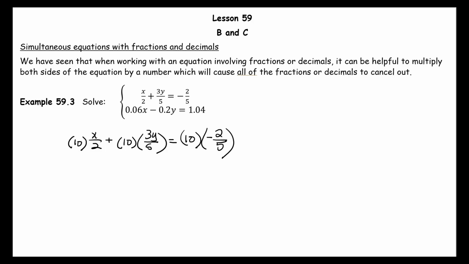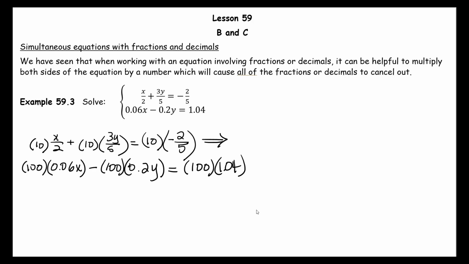For the second equation, I can see that I have two decimal places in this one, and only one decimal place here. And since the 2 on the ends are in the hundredths place, I need to multiply all of these terms by 100 in order to move the decimal places far enough to the right so that I have whole numbers. So I'm going to multiply that whole equation by 100. So we have 100 times 0.06x minus 100 times 0.2y equals 100 times 1.04.